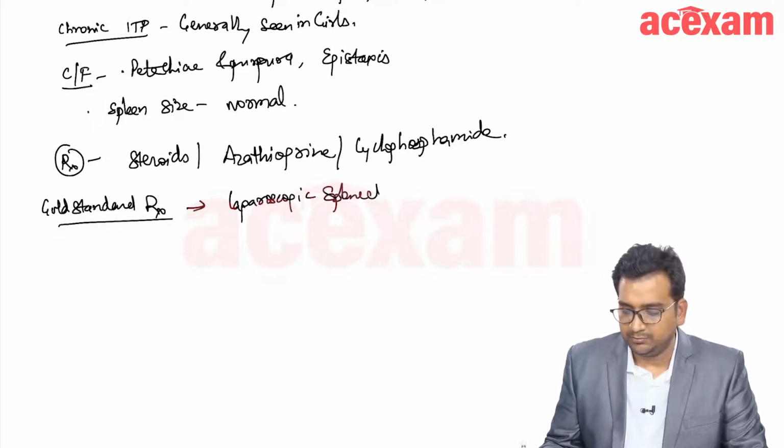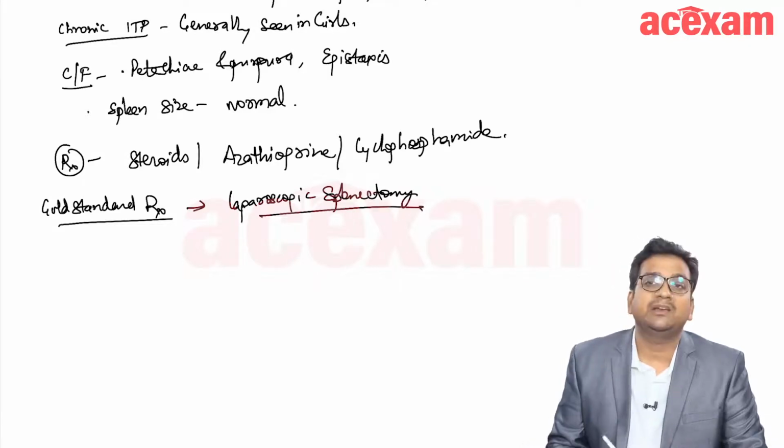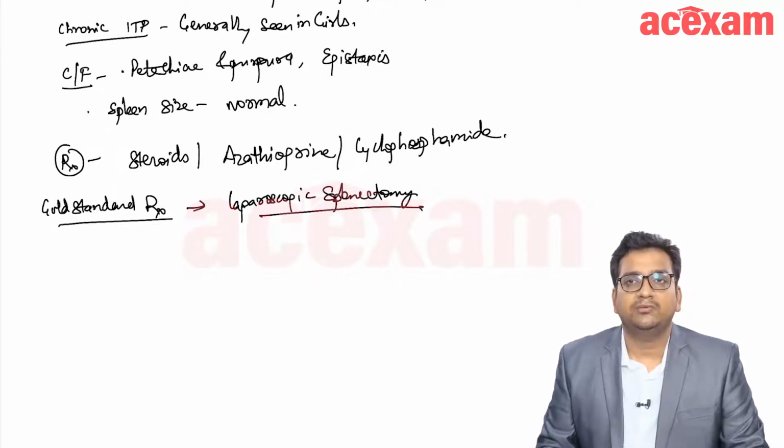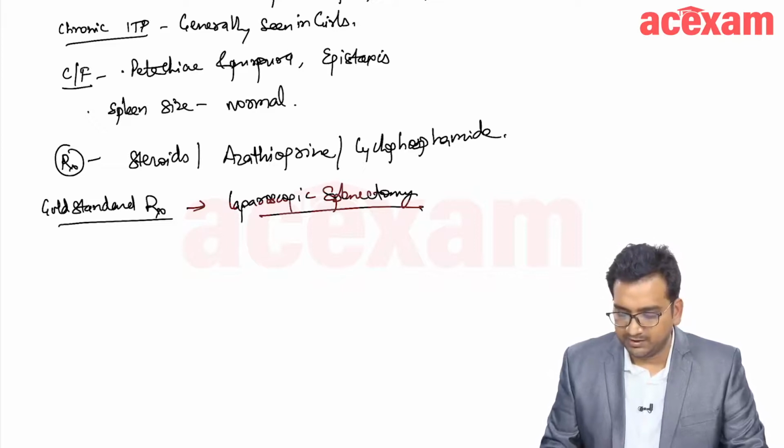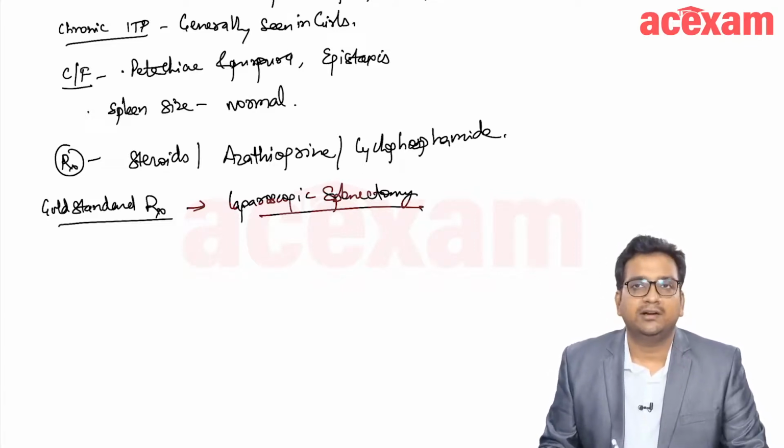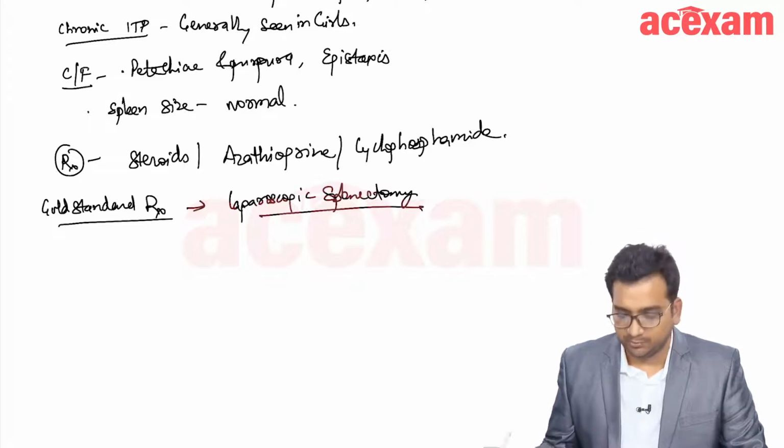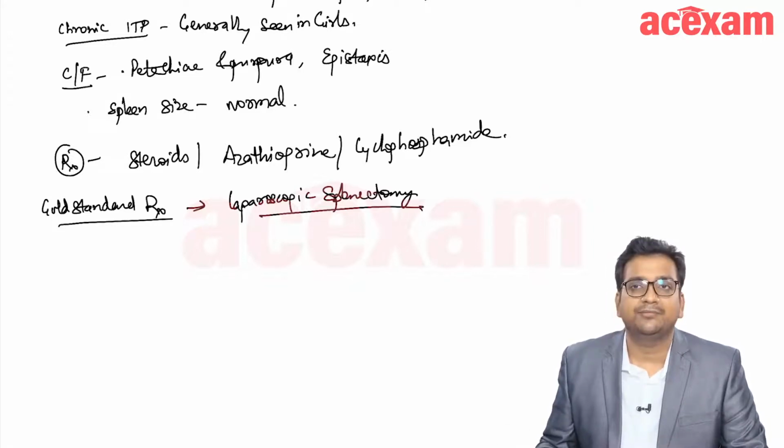Why are we going for laparoscopic splenectomy here? Because the size of the spleen is normal. So we can go ahead with a laparoscopic splenectomy here, and this is the gold standard treatment. Okay, so we'll go for laparoscopic splenectomy in chronic ITP.